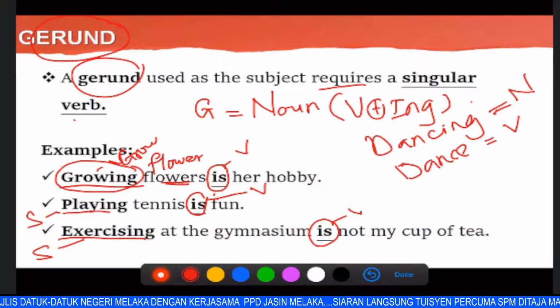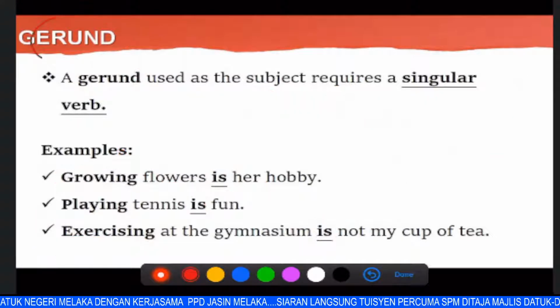Now, let's proceed to the next one. We have done the basic rule of subject-verb agreement. We are moving on to part 2. For part 2, we will see some rules of subject-verb agreement when we use expressions of quantity. Let's go.